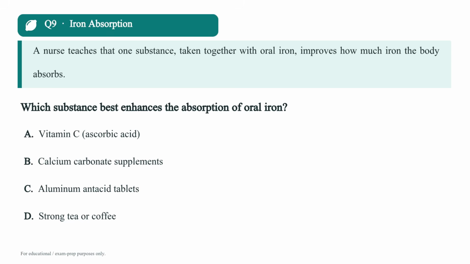Question 9. Iron absorption. A nurse teaches that one substance taken together with oral iron improves how much iron the body absorbs. Which substance best enhances the absorption of oral iron? A. Vitamin C, ascorbic acid. B. Calcium carbonate supplements. C. Aluminium antacid tablets. D. Strong tea or coffee. Pause and choose.